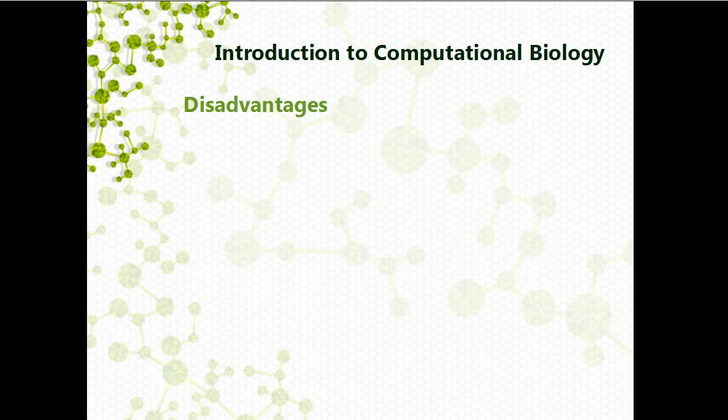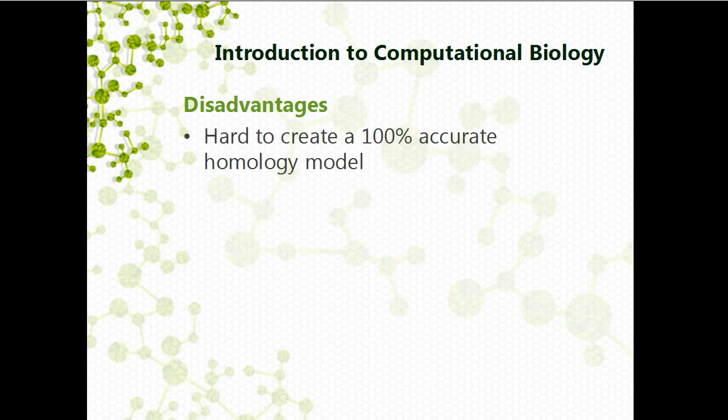Of course, everything in life has advantages and disadvantages, and computational biology tools do too. I'll start with the disadvantages. We said before that they help in creating homology models, or predicting the structure of proteins of unknown structure. But up to now, it is still impossible to create a 100% accurate homology model of a protein of unknown structure.